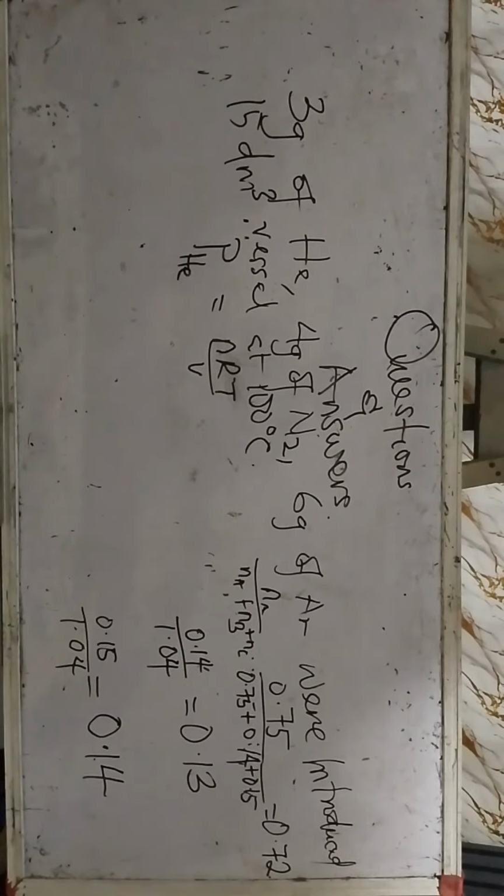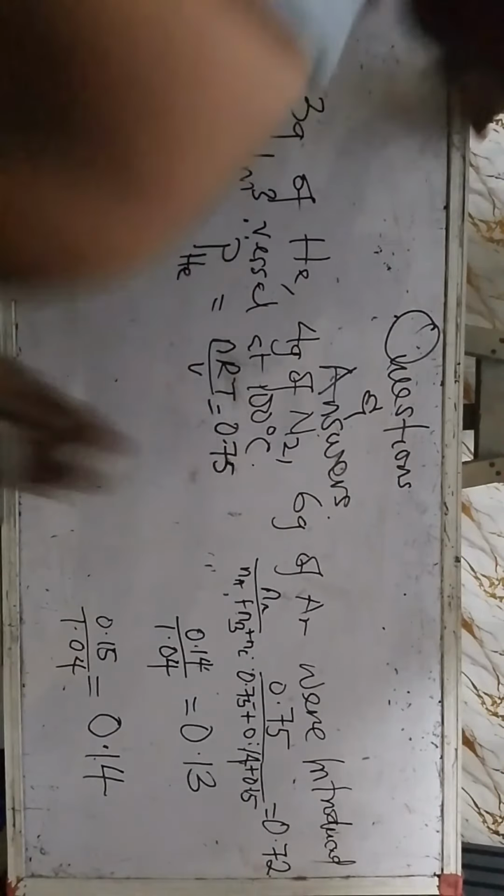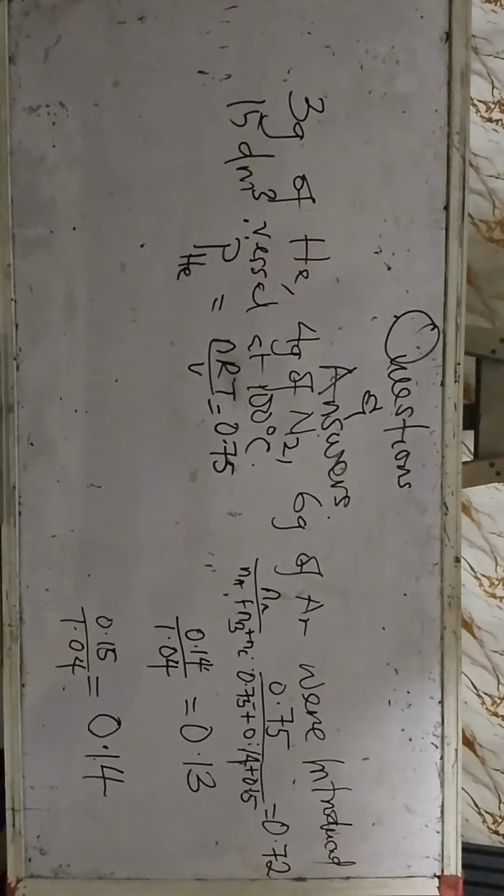The gas constant is 0.08206 atm liter per mole per Kelvin. That means we are going to change our temperature, given to us as 100 degrees Celsius, to Kelvin by adding 273. So for helium, what is the number of moles you calculated? It is 0.75. You are not going to use the mole fraction, but you are going to use the moles that you actually look for by dividing 3 over the molar mass. That is what you are going to use.